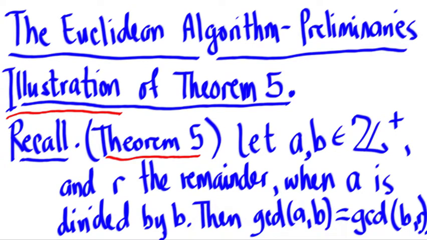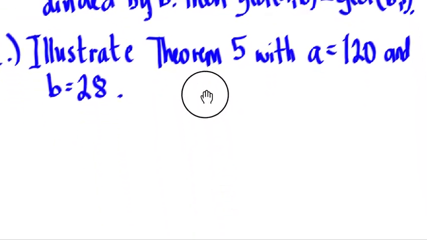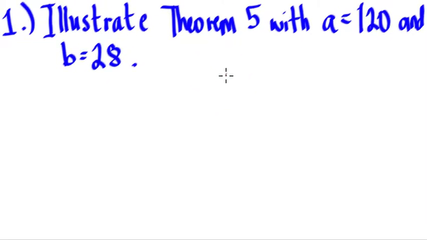So to illustrate this theorem, we need to have some examples. The first example will be this. Let's put it here above, since we have a lot of space. What we're going to do is illustrate theorem number 5 with a equals 120 and b equals 28. So for the solution, let's write it down.